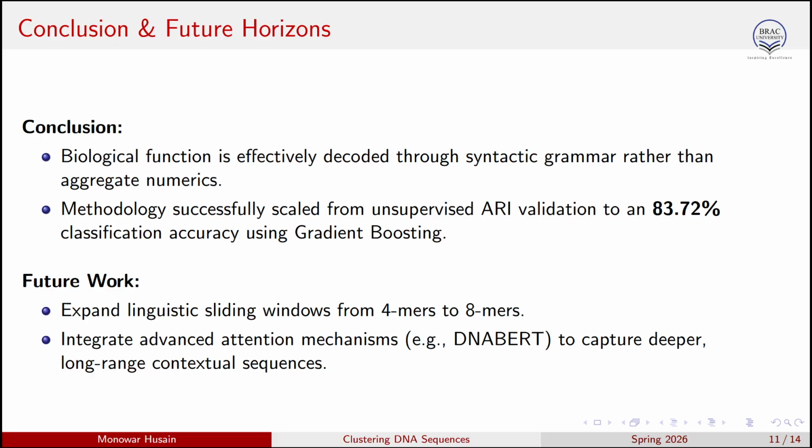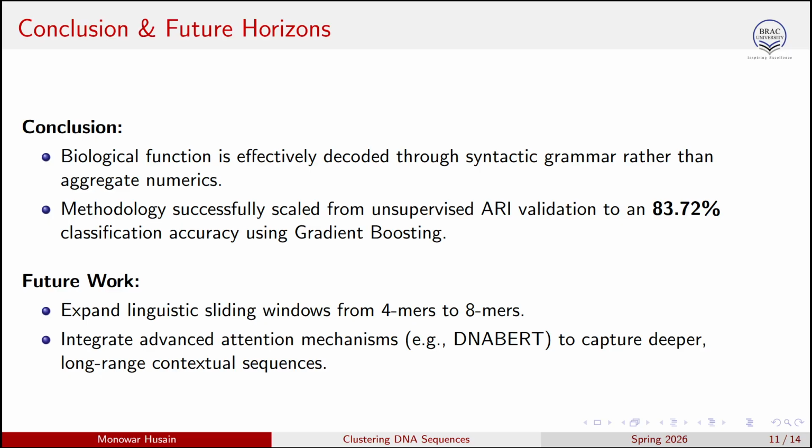To conclude the research, biological function is effectively and efficiently decoded through syntactic grammar rather than aggregate numerics. The methodology successfully scaled from unsupervised ARI validation all the way to an 83%, almost 84%, classification accuracy using gradient boosting. It proves tree-based models can beat deep learning in specific domains.